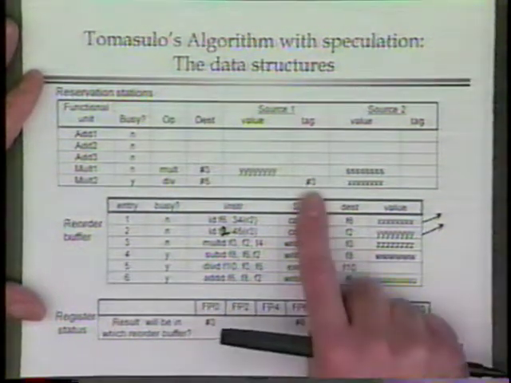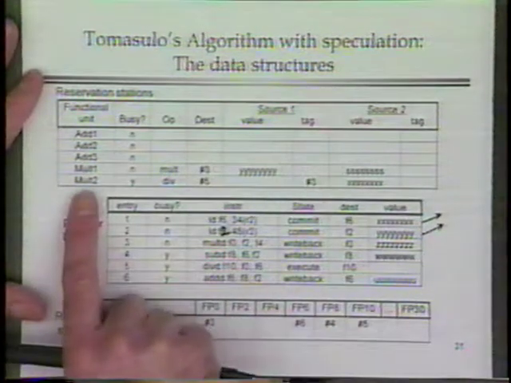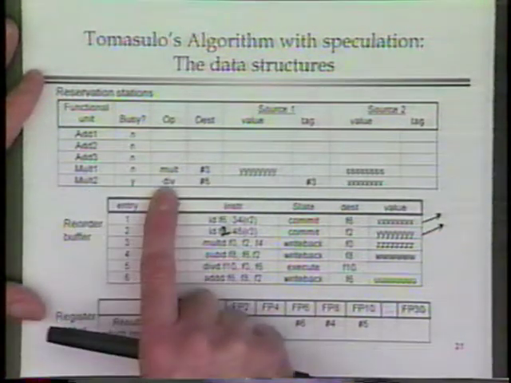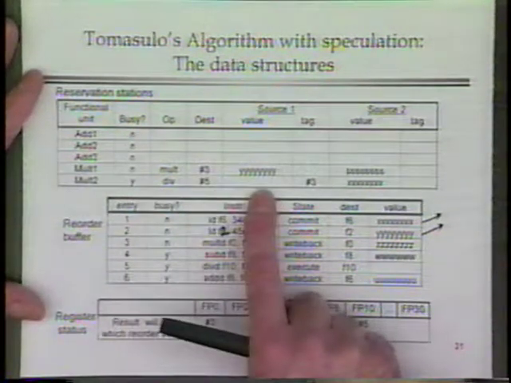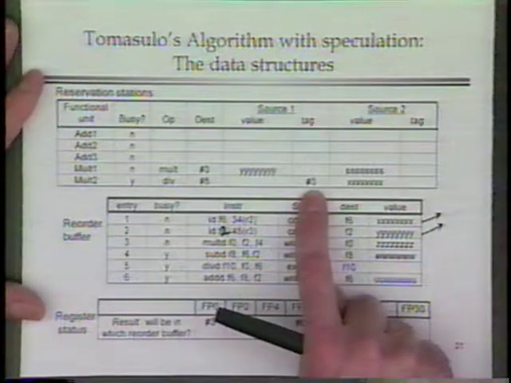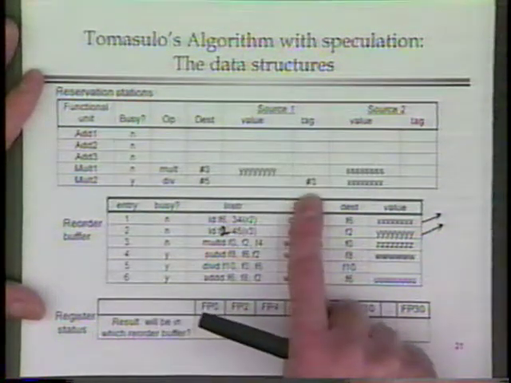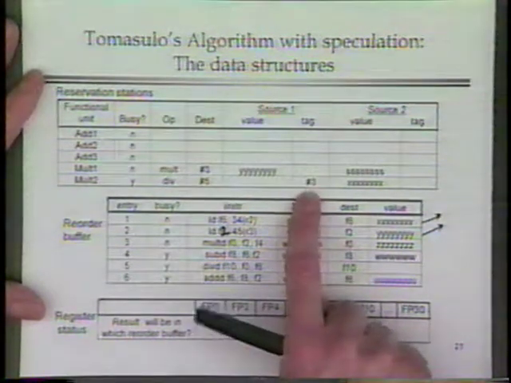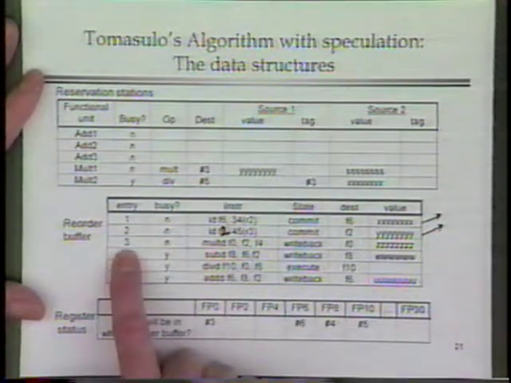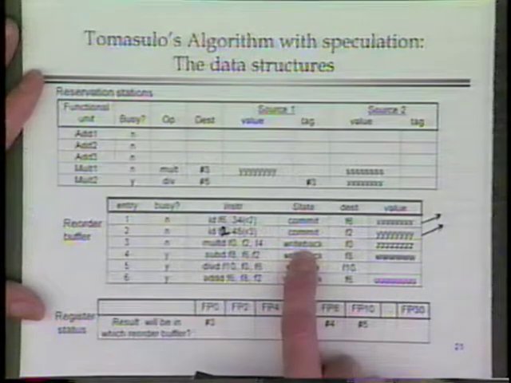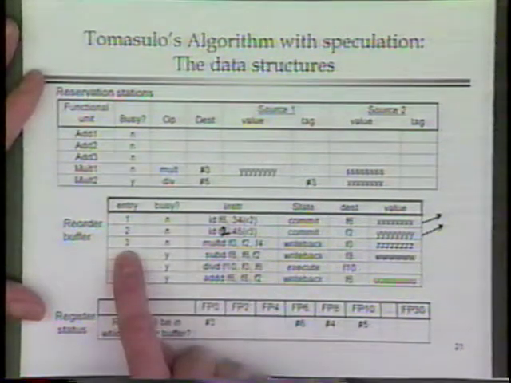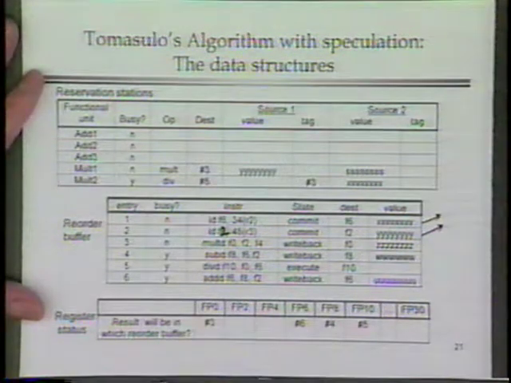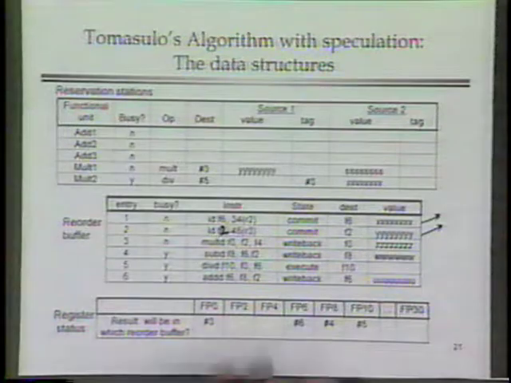So what else is happening here? We've got two multiplies stacked up waiting to go. Well, one is a multiply and one is a divide. The source operand for the divide is waiting for a value, which it doesn't have yet, so it's waiting for the value produced by reorder buffer entry number 3. So in fact, as soon as this multiplier writes its result back, it will be able to go. And so forth. I don't want to go through the details of this.